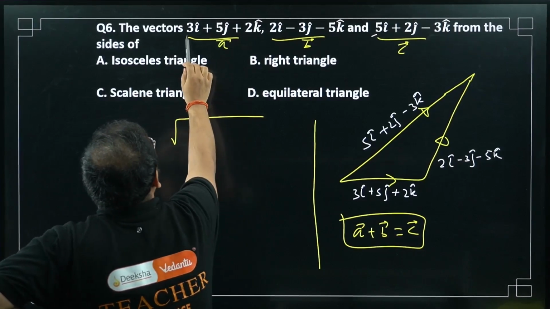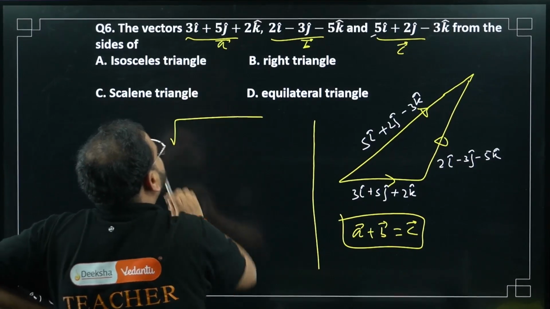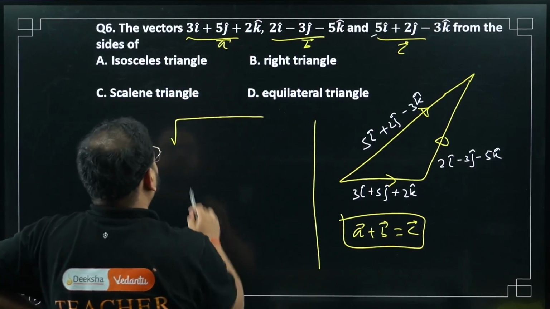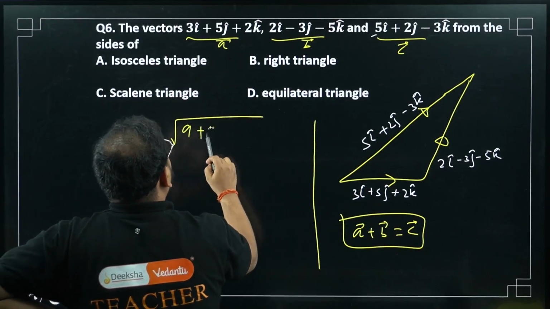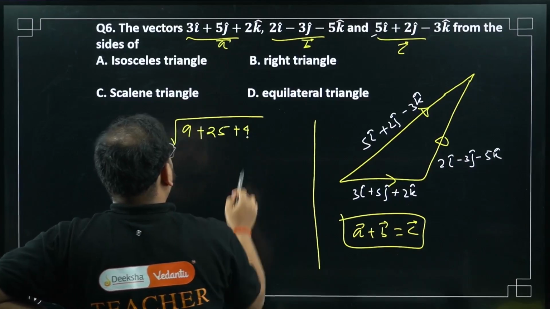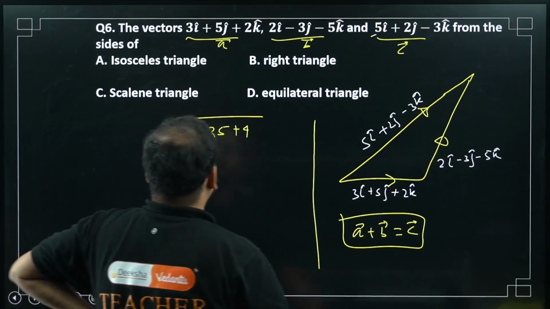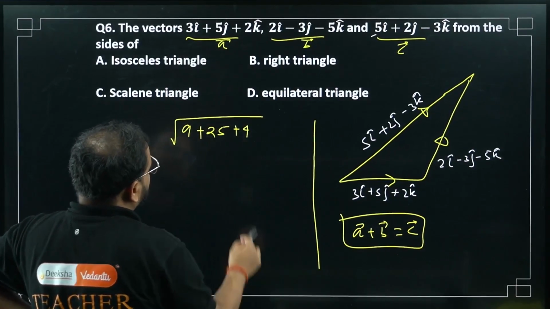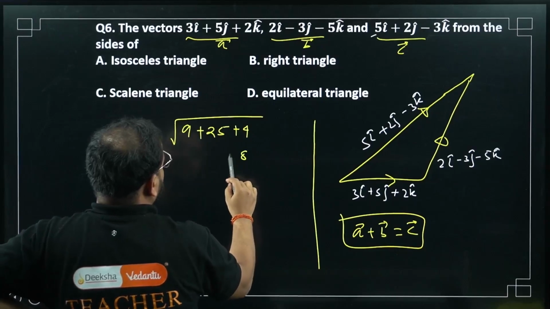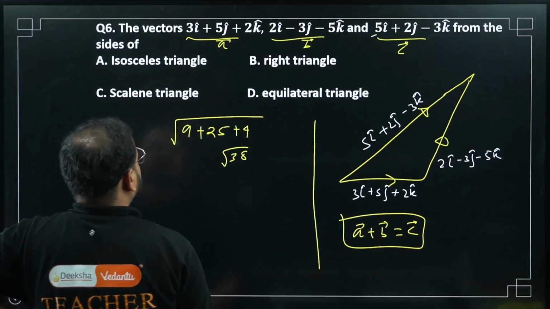Okay, so I can do it like this. The 3 square is how much? 9. 5 square is how much? 25 plus 4. 9 plus 25 plus 4. Okay, length of the vector. How much is that? 38. 5 plus 4 is 9, so 13, 38. First one is done.